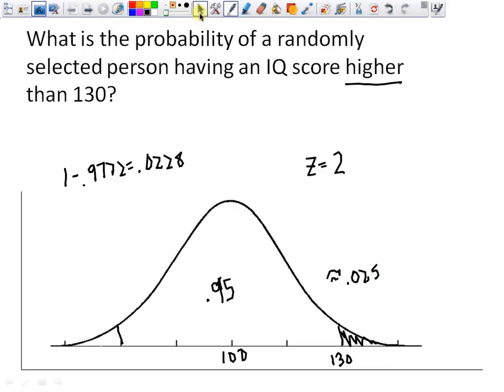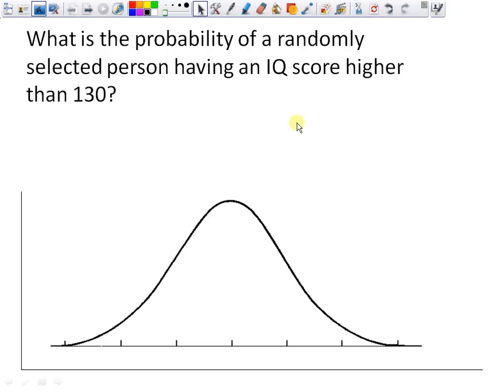So let's look at another example. Same scenario: what is the probability of a randomly selected person having an IQ score of 85 or lower? So again, we have our setup. We know 100 is right here.